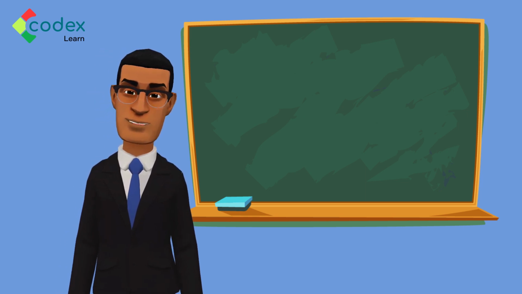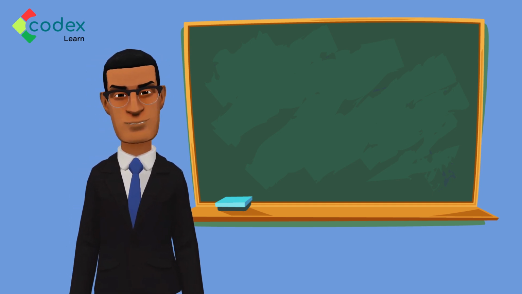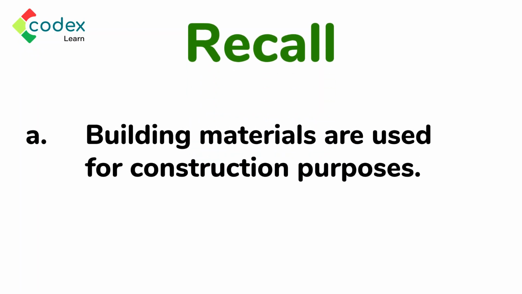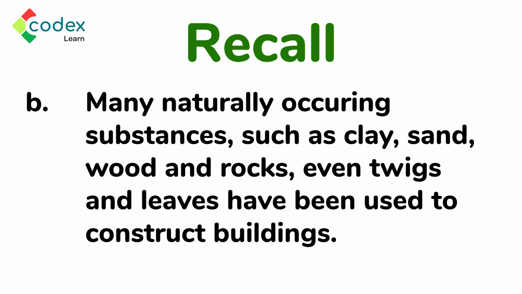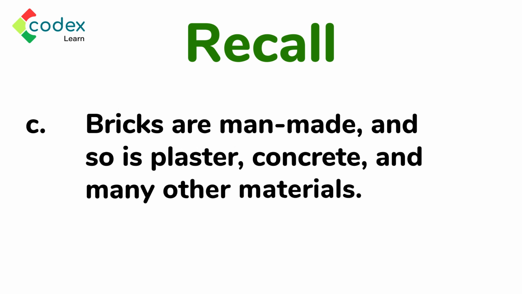And that's how far the lesson goes. I hope you can remember all of the interesting things we have learned in the lesson. Well, let's help ourselves with a few reminders. A. Building materials are used for construction purposes. B. Many naturally occurring substances such as clay, sand, wood, and rocks, even twigs and leaves have been used to construct buildings. C. Bricks are man-made, and so is plaster, concrete, and many other materials.